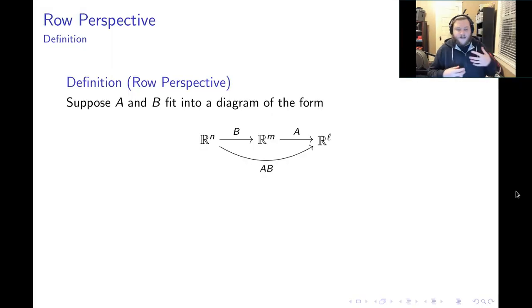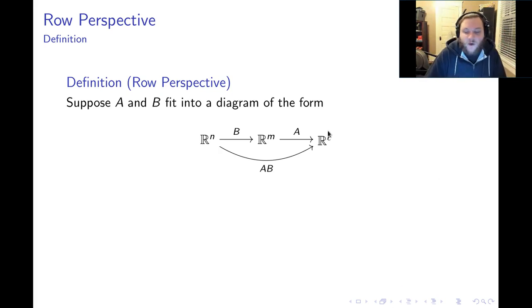So now that we've seen the column perspective on matrix multiplication, let's see another perspective on matrix multiplication. This one is called the row perspective. So this is simply a different formula that gives the same result every time.